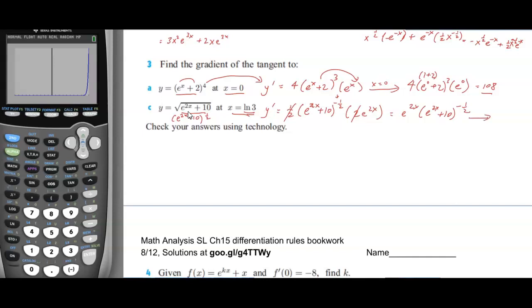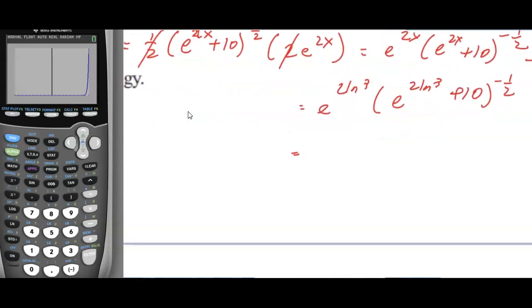Now I'm going to substitute in x equals natural log of 3. If I put in x equals natural log of 3, then I would have e to the 2 natural log of 3 times e to the 2 natural log of 3 plus 10, to the negative 1/2. And so let's see, e to the 2 natural log of 3 is the same thing as e to the natural log of 3, squared. So if I simplified that, it would be just 3 squared because the e and the natural log cancel each other out. So I end up with 9. So this also is 9.